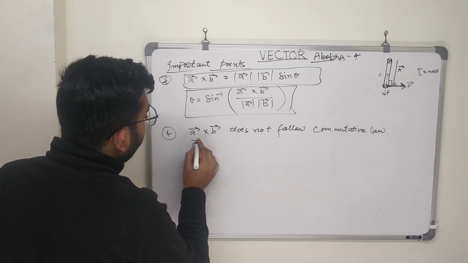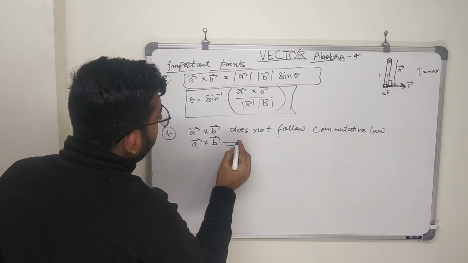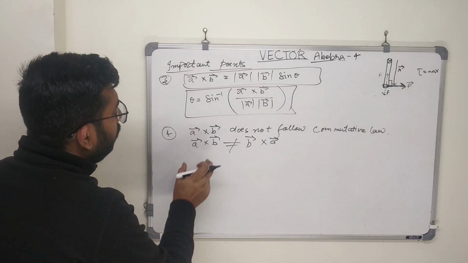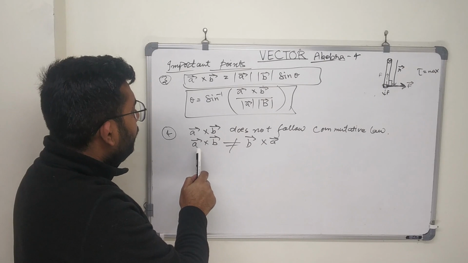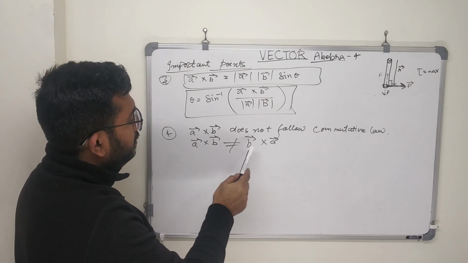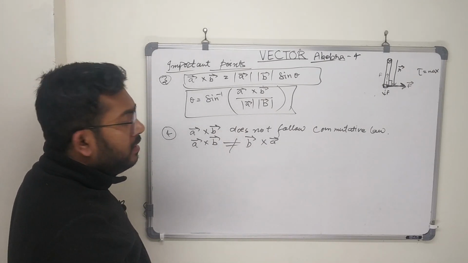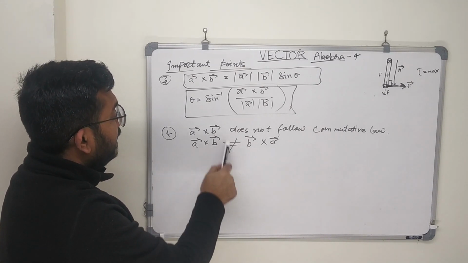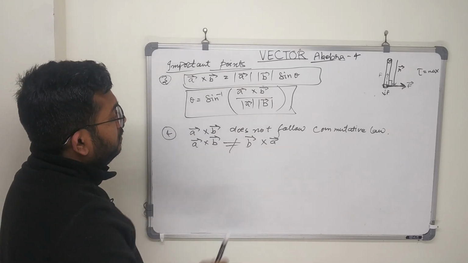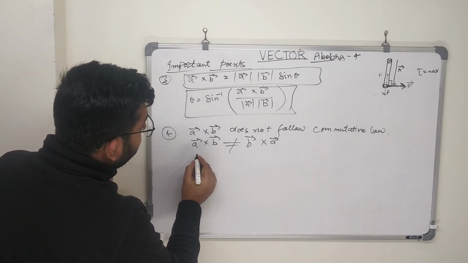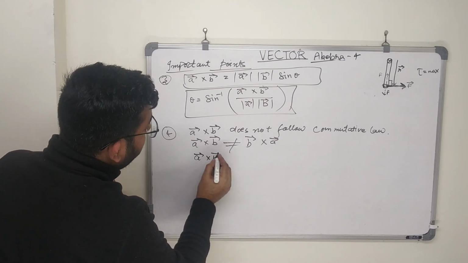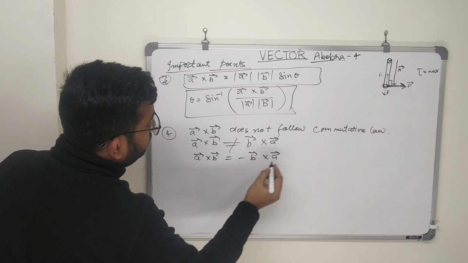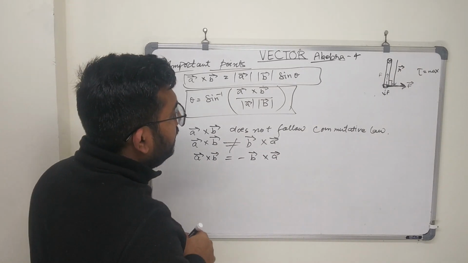That is, A vector cross B vector is not equal to B vector cross A vector, because the magnitude of A vector cross B vector and B vector cross A vector is the same, but the direction of both these vectors, that are the resultant of this and this, is opposite. So you can say that A vector cross B vector is equal to minus B vector cross A vector. इसको हम एक एग्जाम्पल से देख सकते हैं.